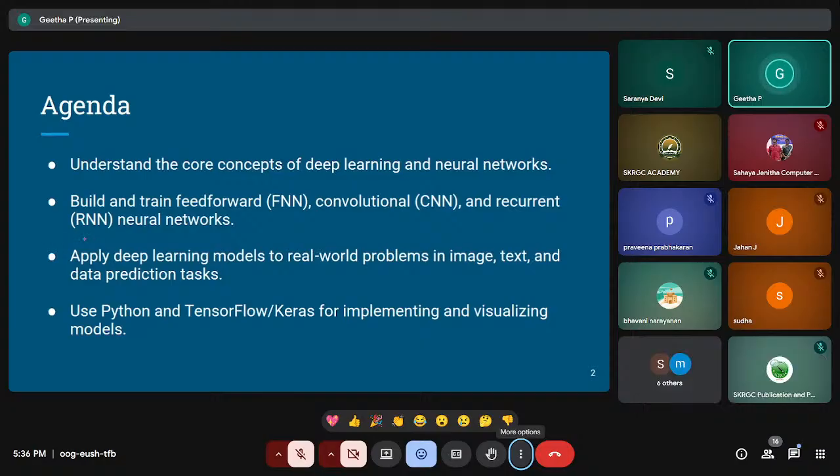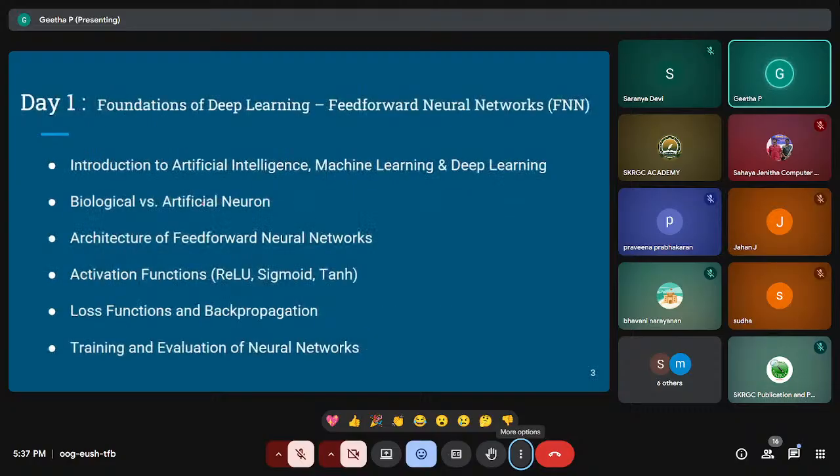The recurrent neural network is mainly utilized for text or sentiment analysis. And feed forward neural networks are used for data prediction and regression using this kind of network. So the next one is the agenda, and these are all the topics we must cover today.